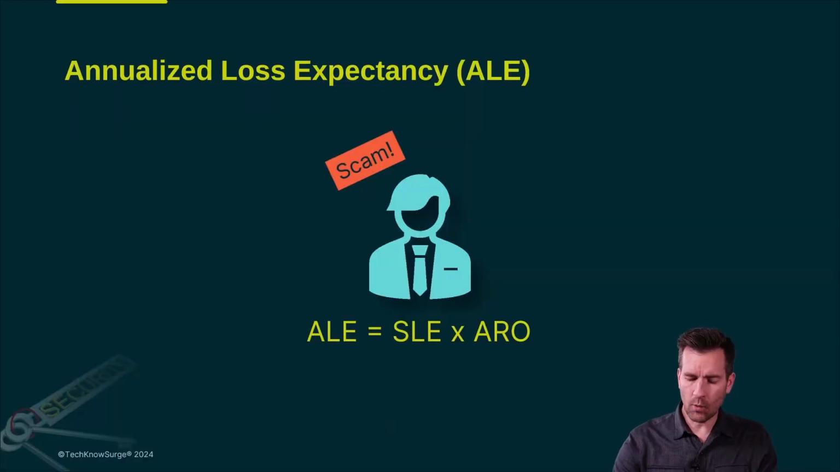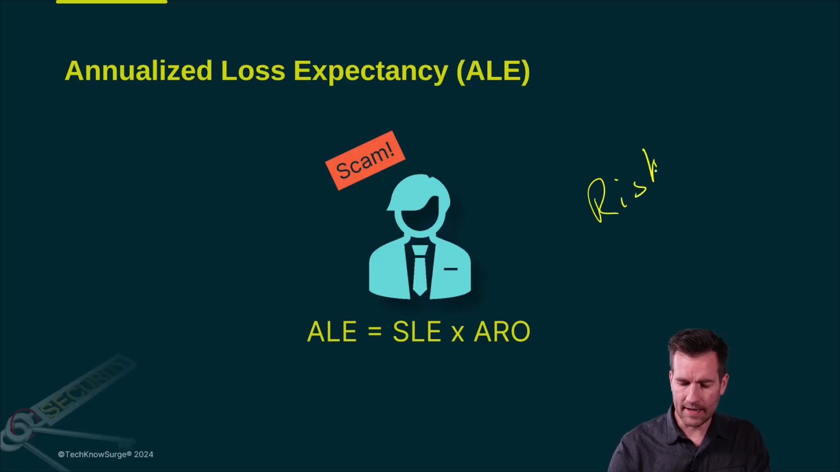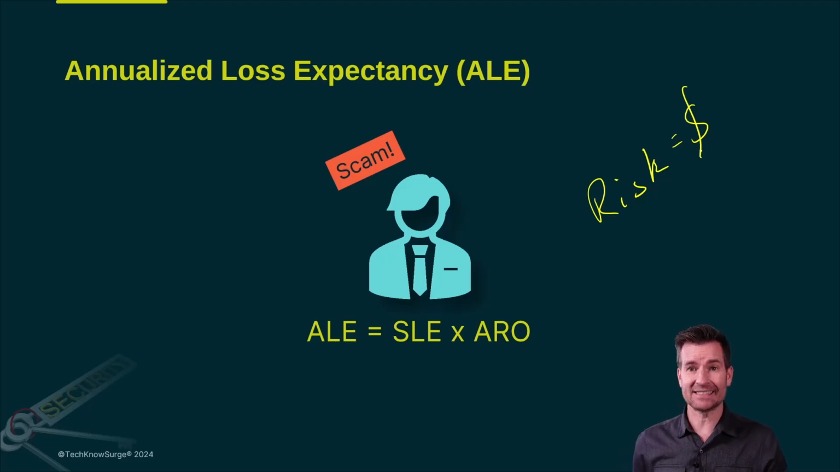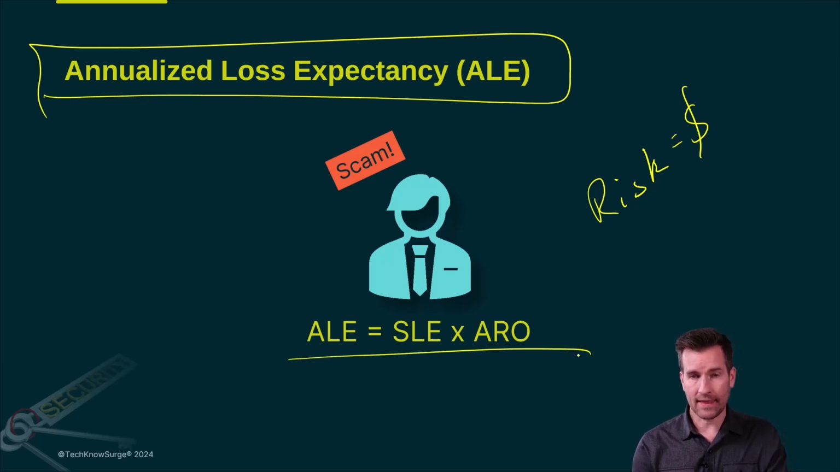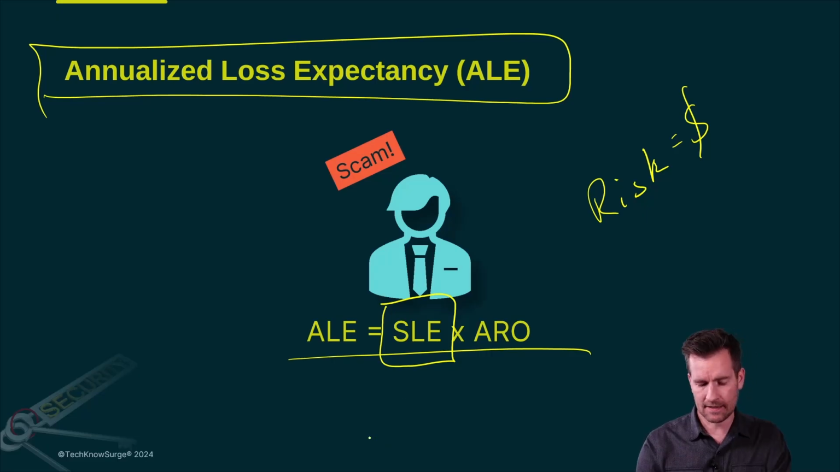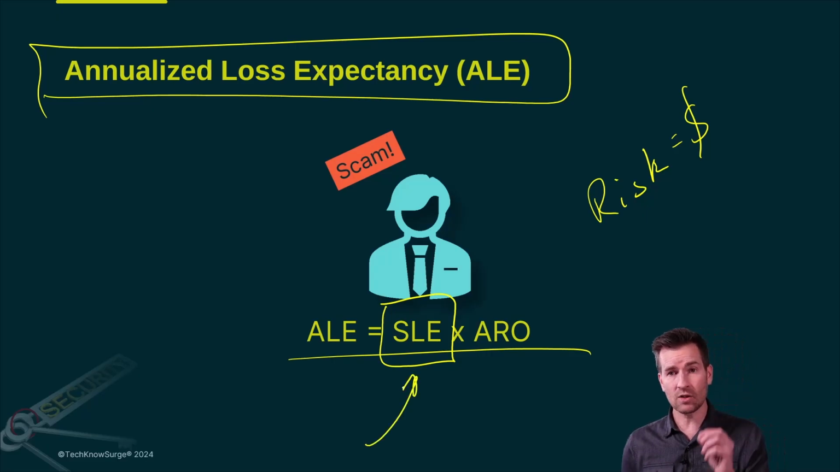When we're dealing with risk and analyzing risk, we want to know how much this is going to cost us every single year. And we call that an annualized loss expectancy. And there's an equation for that, and part of that equation is the single loss expectancy. So let's jump into single loss expectancy and how to calculate that.